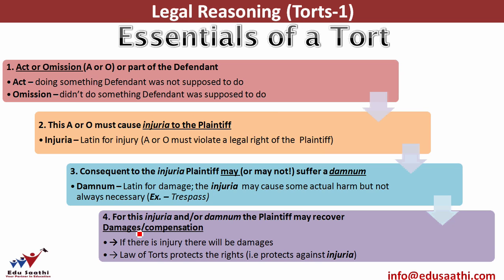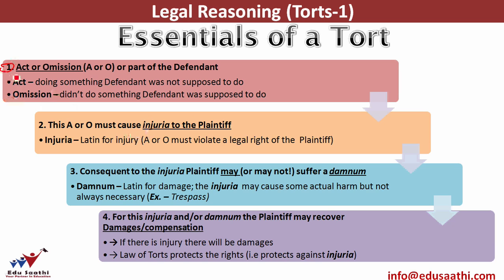Let's discuss the essentials of a tort, or how a tort has been committed. First and foremost essential in a tort is an act or omission on the part of the defendant, and a tort is committed when you either do an act or you omit to do an act.